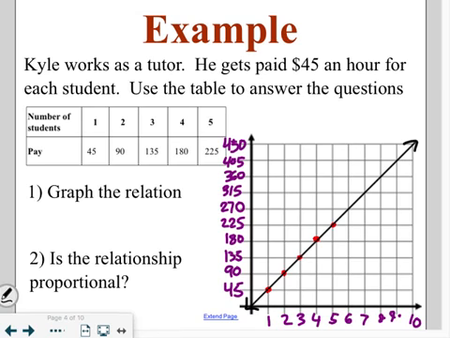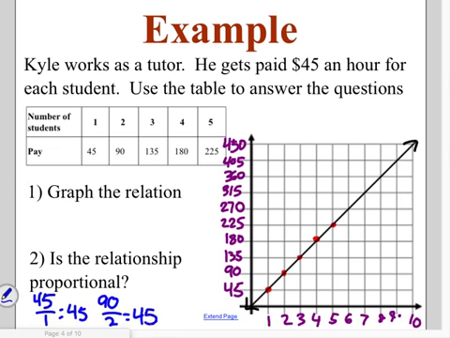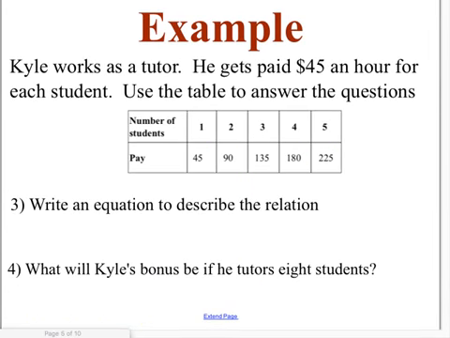Now looking at the graph, it looks like it goes through 0, 0, so it appears to be a proportional relationship, but we want to double check that. So we want to check that y over x is constant. 45 divided by 1 is 45. 90 divided by 2 is 45. And if you kept checking all of those other points, it would give you an answer of 45. So yes, this is a proportional relationship.